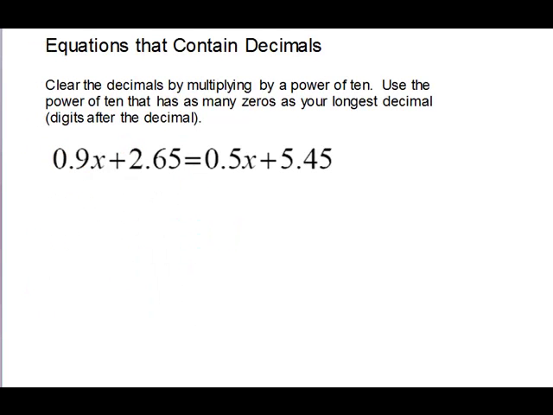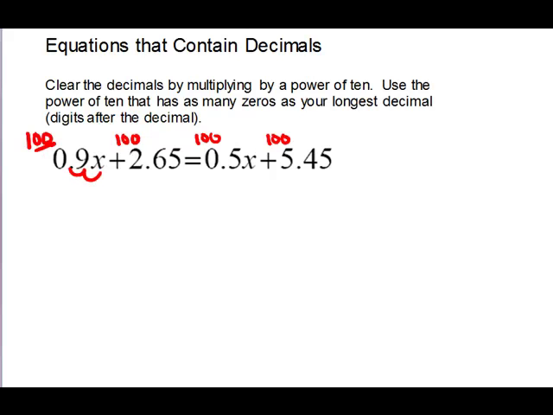Let's look at this equation. This time we will need to use 100 because some of our numbers have 2 digits after the decimal. Remember, we have to go for the longest one. Our first one only has 1 digit after. This one has 2, 1, and 2. So we need 100 with 2 zeros for the 2 digits. You do have to use the same thing all the way across for it to be okay. So my 2 zeros are going to move my decimal 2 places to the right.